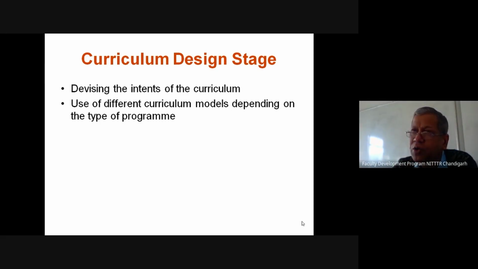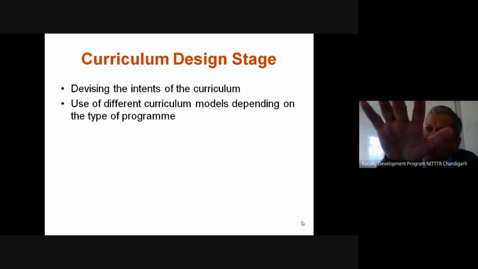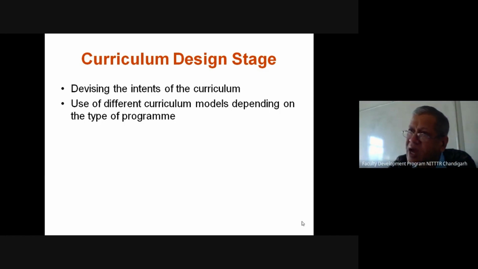Then whatever they want to do, my responsibility is only up to this stage, to design the curriculum or to update the curriculum. Sometimes the client asks me to revise or update the curriculum, so I update it. My curriculum document is ready, I hand it over to them. Okay, so this is the second stage.